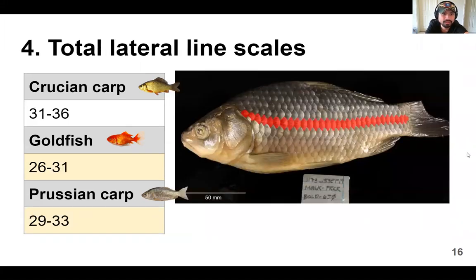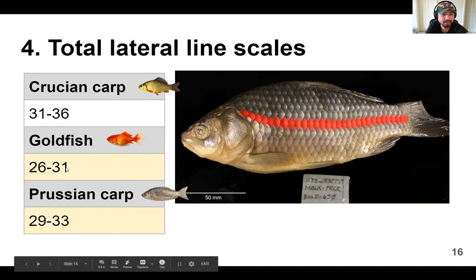For our fourth character, we looked at total lateral line scales. These include those scales that follow the lateral line all the way to the caudal fin. In Prussian carp, we expect it to range from 31 to 36 in the upper ranges, while for goldfish and Prussian carp, we expect this to be in the lower ranges. As you can see, for goldfish and Prussian carp, their ranges overlap by a substantial amount.